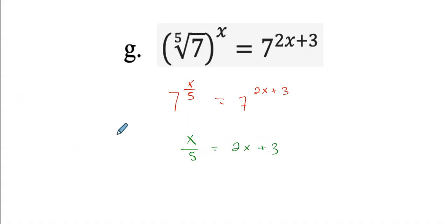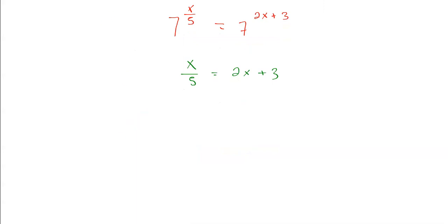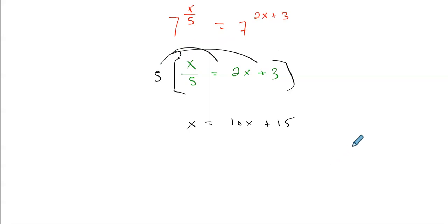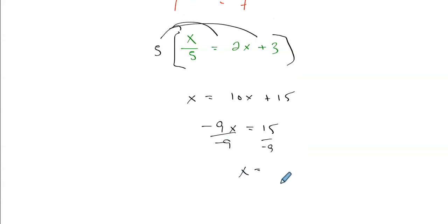For this one, I don't care what technique you use to solve this, but if you want to, you could clear your fraction, multiply everything by 5, and you get x equals 10x plus 15. You just clear your fraction, multiply all three terms by 5. You don't have to. You could subtract 2x from both sides and get a fraction there, same thing. All right, and then subtract 10x from both sides. You get negative 9x equals 15. Divide both sides by negative 9, and x is equal to negative 5 over 3.